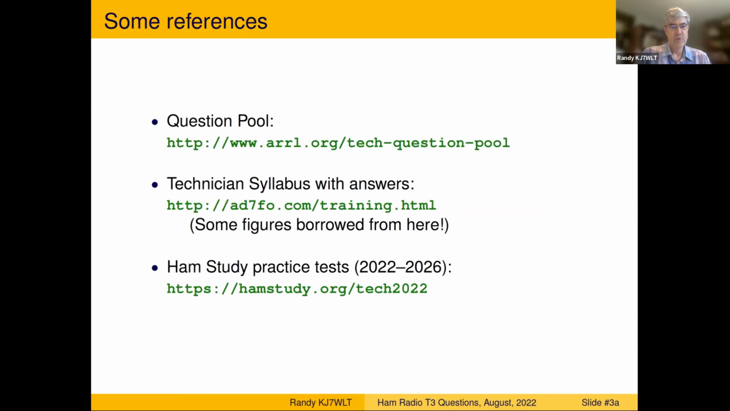There's the question pool, which I think was also in the chat, that has all of the questions and answers. The syllabus, which I've borrowed some figures from. Also, I personally like hamstudy.org. That's the way I studied to pass the exam.